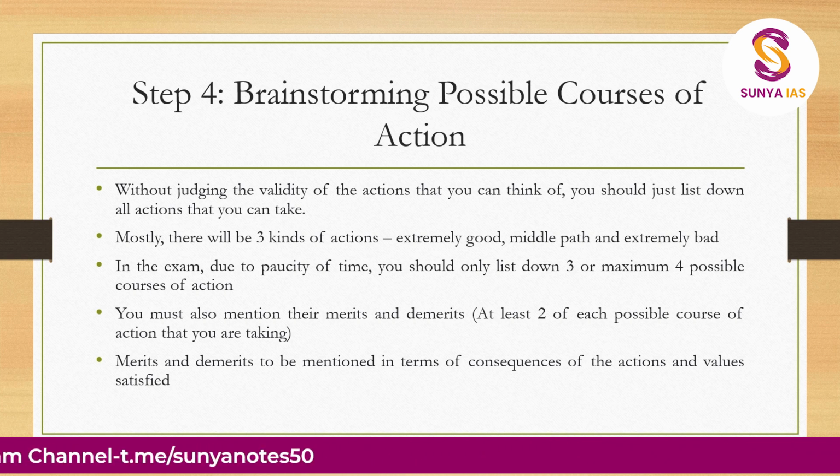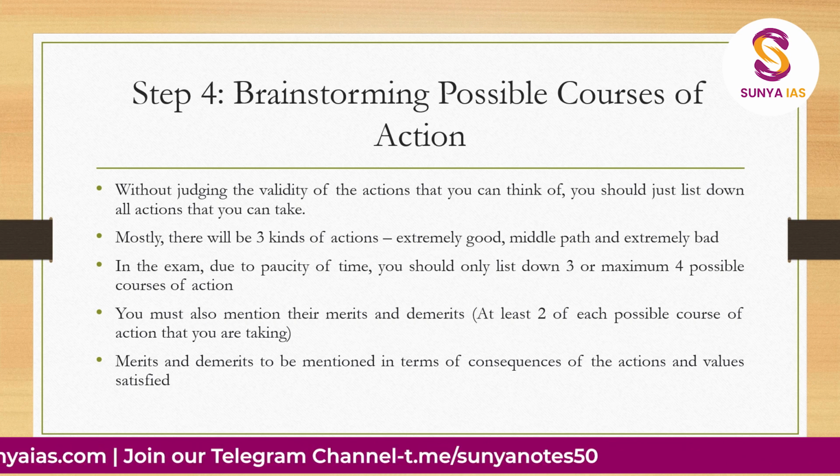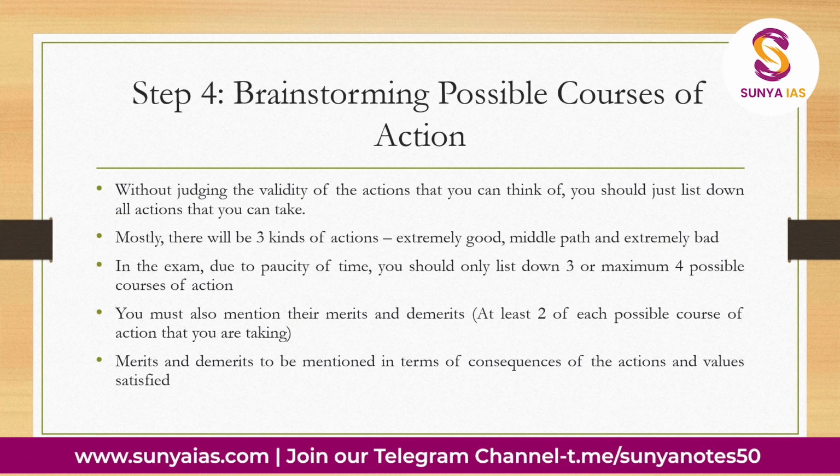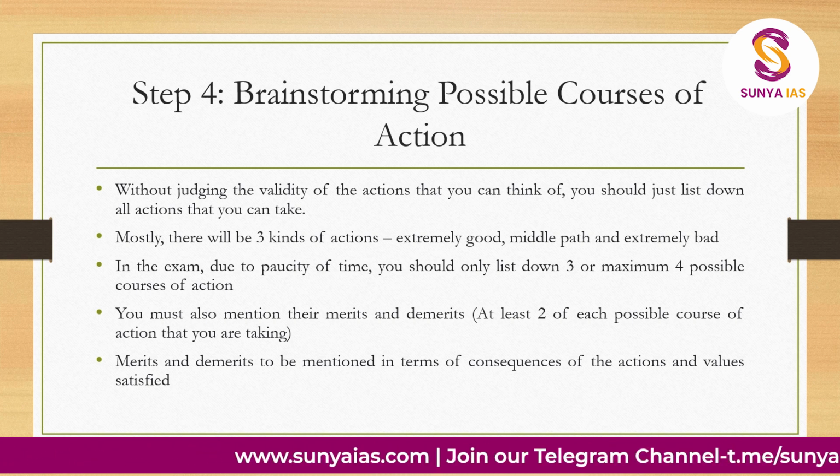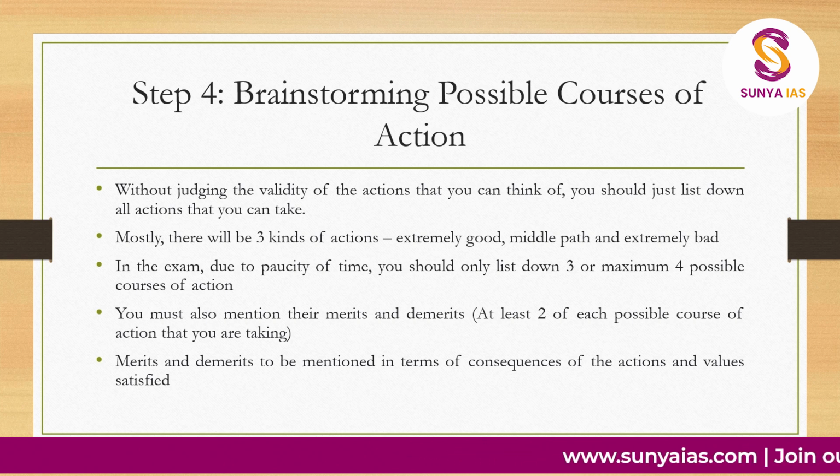Without judging the validity of the actions that you can think of, you should just list down all actions that you can take. This is rough work, so you should do that so that whatever innovative ideas are coming to you, you can pick and choose later on. So mostly there are going to be 3 kinds of actions: extremely good, middle path, and extremely bad. In the exam, due to scarcity of time, you should only list down 3 or maximum 4 possible courses of action. One will be extremely good, one will be extremely bad, and the other 2 can be the middle path, which might have distinct merits and demerits.